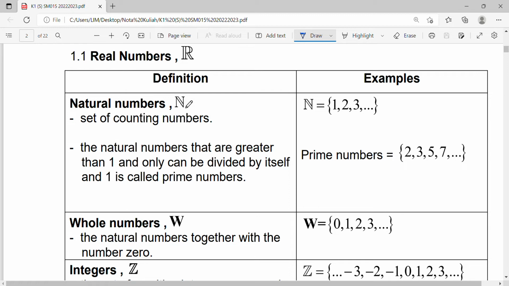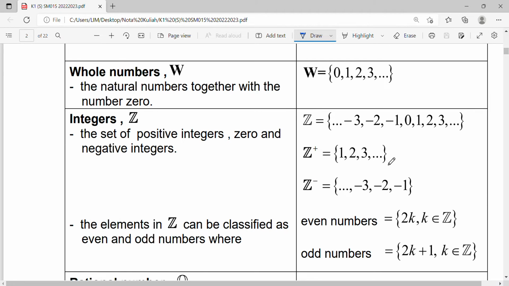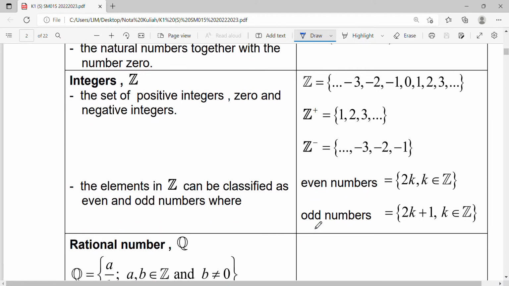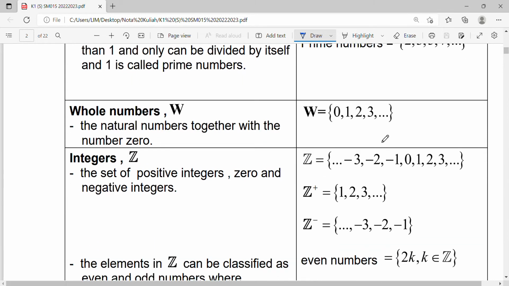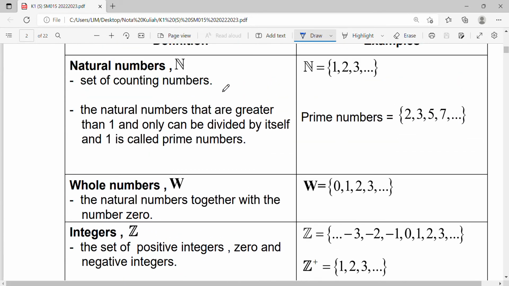Okay, so when we learn 1, 2, 3 and so on, 100, 200, 300, within here we can find some properties of the numbers, which is prime numbers, which can be divided by themselves only, like 2, 3, 5, 7. Sometimes we can categorize our numbers into even numbers and odd numbers. Even numbers: 2, 4, 6, 8. Odd numbers: 1, 3, 5. So that is some category under natural numbers.